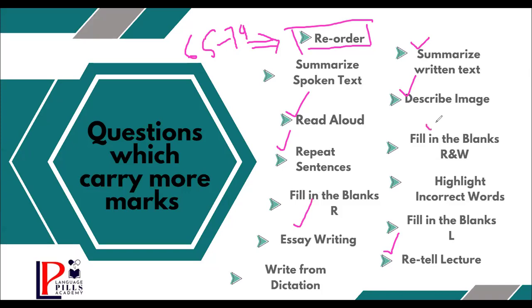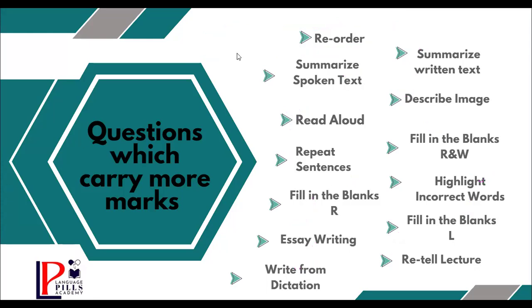Then you have the reading module, reading and writing blanks, reading blanks, and reorder if you are going for 79. You can skip this question if you are going for 65, and if you're going for 79, this is very important for you. Then comes our listening module: summarize spoken text, fill in the blanks listening, highlight incorrect words, and write from dictation. So this is how you complete your 13 questions. Out of 20 questions, 13 questions are important for you if you're going for 79. Other questions are important, but less scoring, so you can skip.